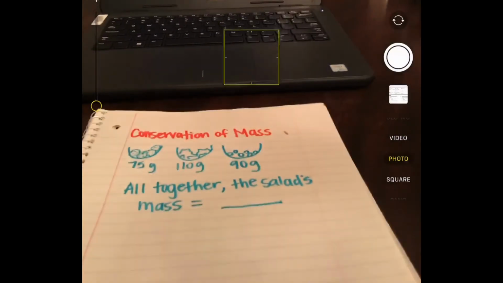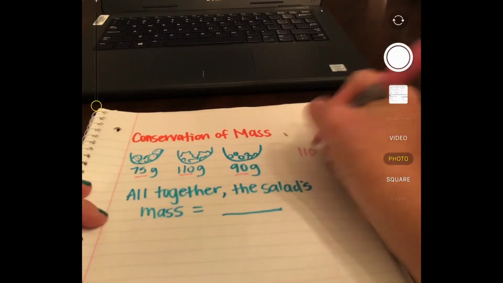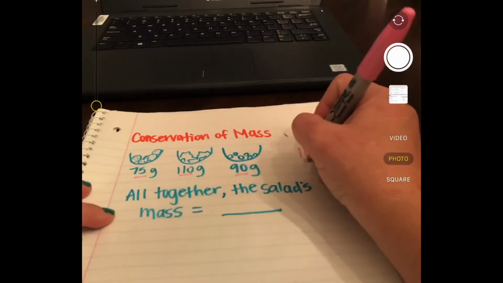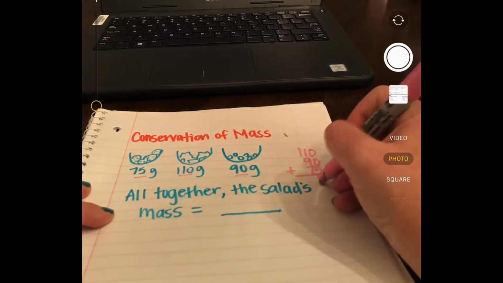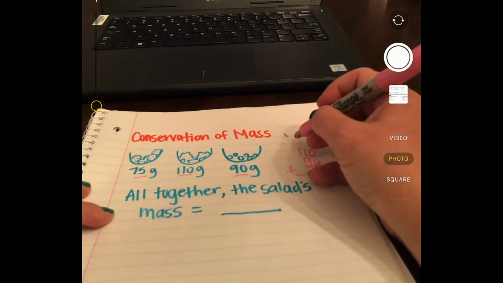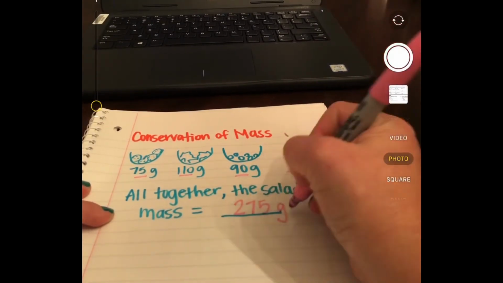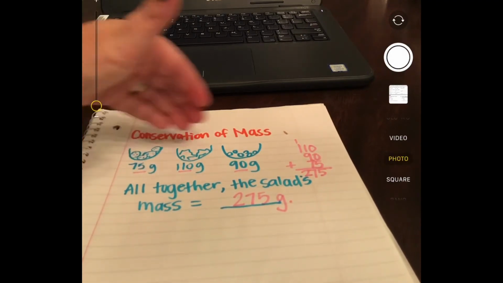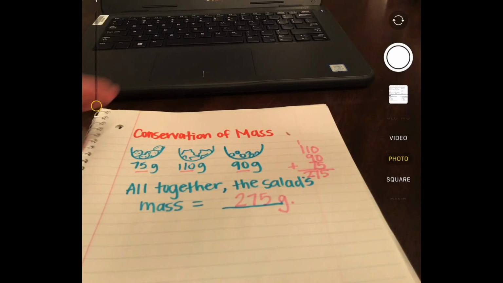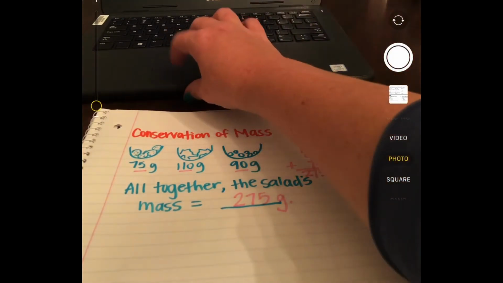Let's go ahead and add it up. So you need to add these numbers. Show your work. You would get 275 grams. That's because we didn't lose anything from the materials. We poured them directly into the salad. So we didn't change the mass. If you broke up each ingredient, it would add up to the same thing when all the ingredients are together.